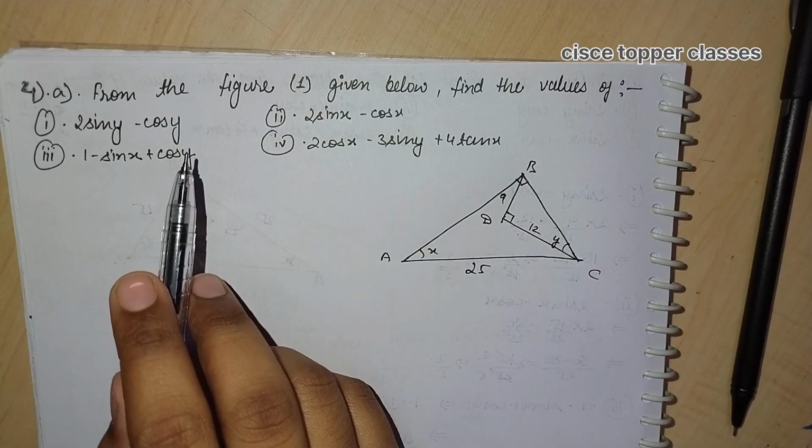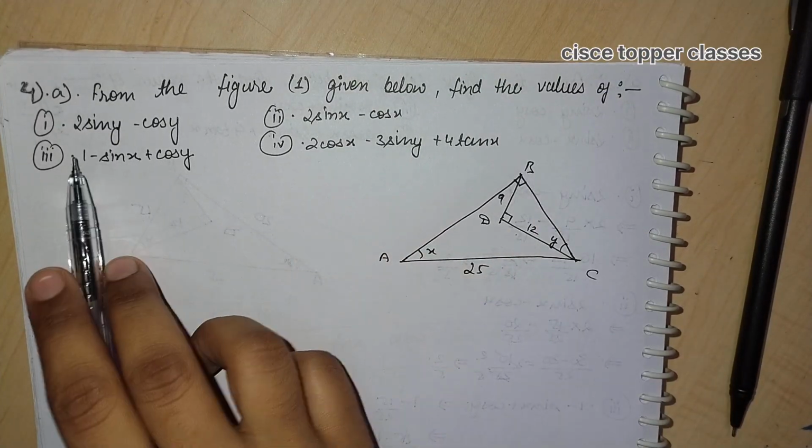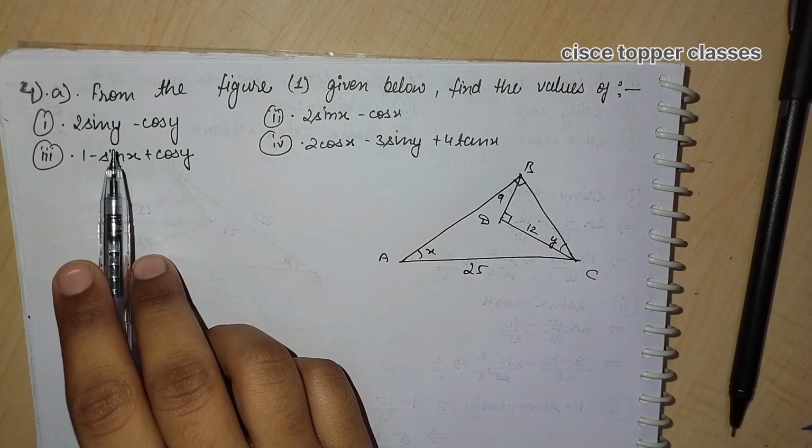Now let us solve the fourth first part. Find from the figure given below the value of 2 sin y minus cos y.